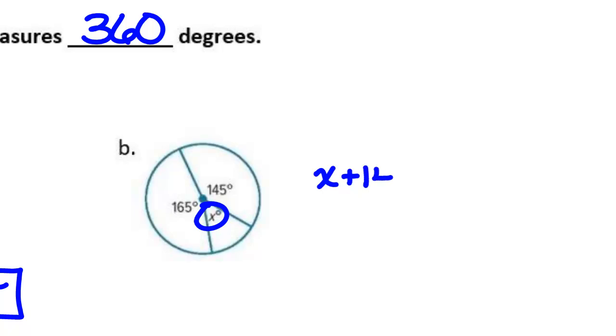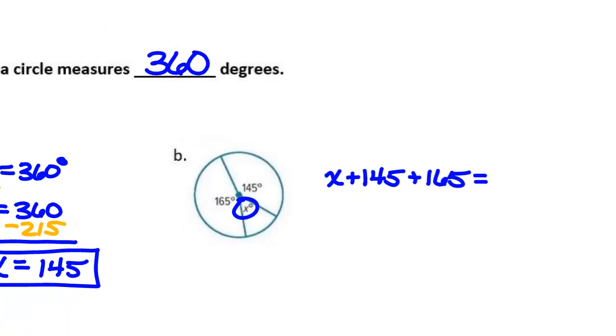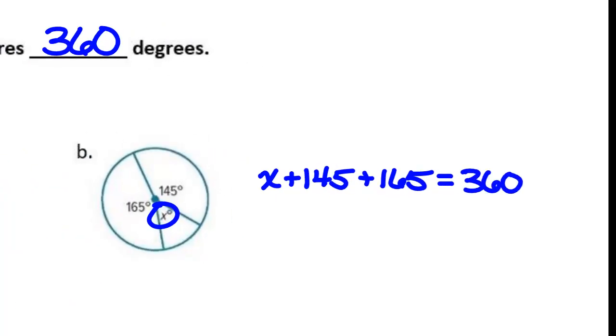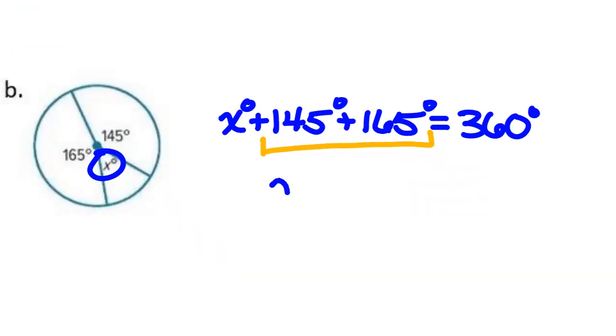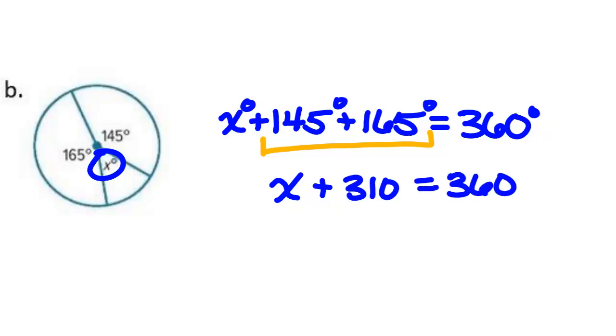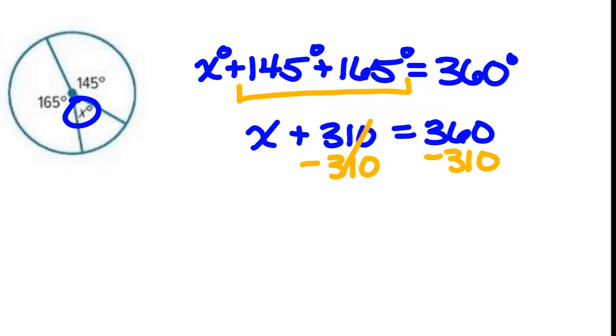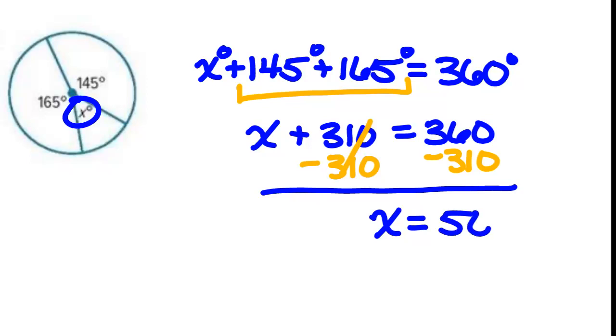Yes, x plus 145 plus 165 is going to add up to 360 degrees. What is 165 plus 145? 310. So x plus 310 equals 360. And then we're going to subtract 310 from both sides. And that means x is how big? X is 50.